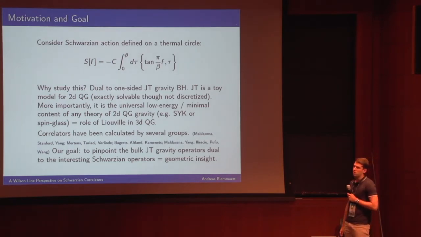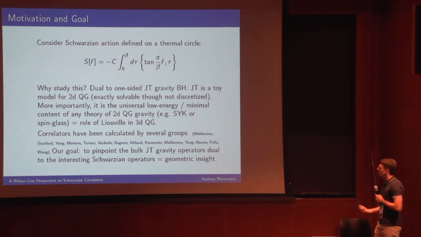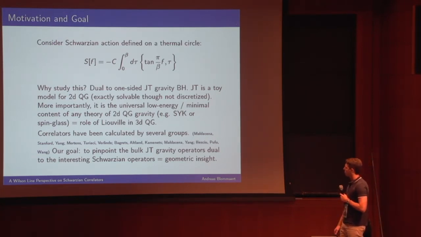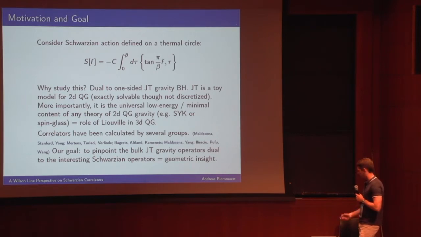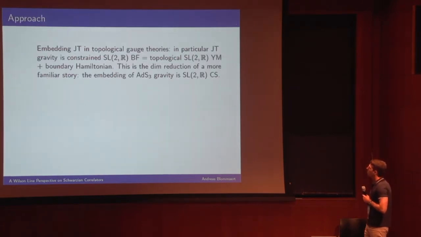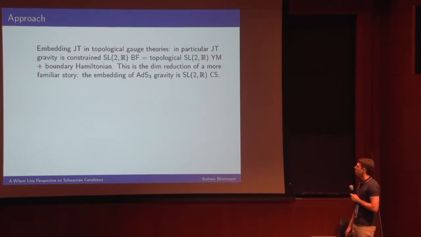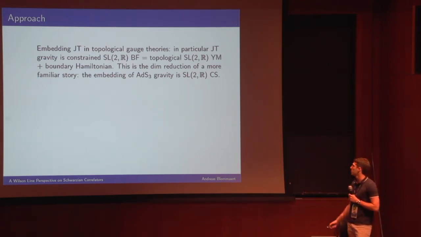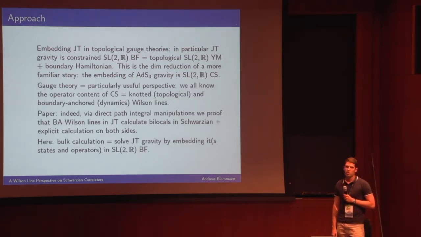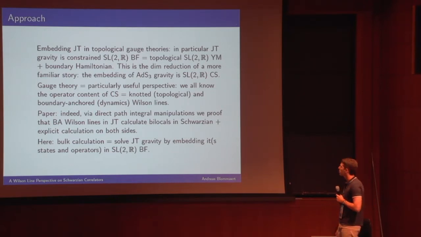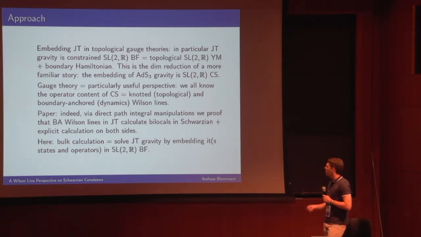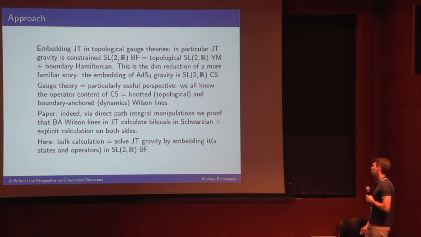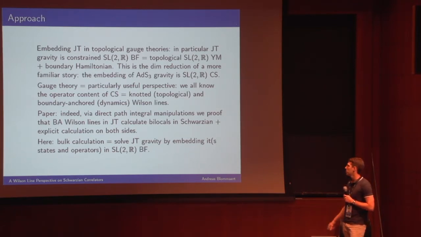Now, the nice thing about the model is that it is exactly solvable, and the correlators can be calculated. And this has been done by several groups. Our goal was to pinpoint the operators in JT gravity that are dual to the operators in the Schwarzian correlators calculated. We do this by embedding JT gravity in a topological gauge theory, more particularly SL2R BF. This is just a dimensional reduction of the more familiar story of how AdS3 gravity is embedded in SL2R Chern-Simons. The gauge theory perspective is particularly useful since we know the operator content of Chern-Simons: these are knotted and boundary-anchored Wilson lines. And indeed, in the paper, we prove via direct path integral manipulations, but also explicit calculations of the amplitudes on both sides, that boundary-anchored Wilson lines in JT calculate the local operators in the Schwarzian.